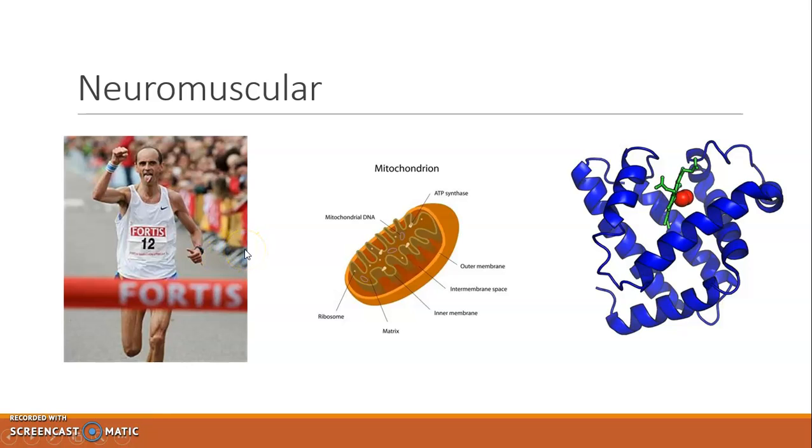As well as this, more mitochondria are produced in the muscles as a result of training. Mitochondria here is the site of aerobic respiration. So more mitochondria means that the performer is able to work aerobically for longer because more mitochondria are carrying out aerobic respiration, so there's more ATP being produced.